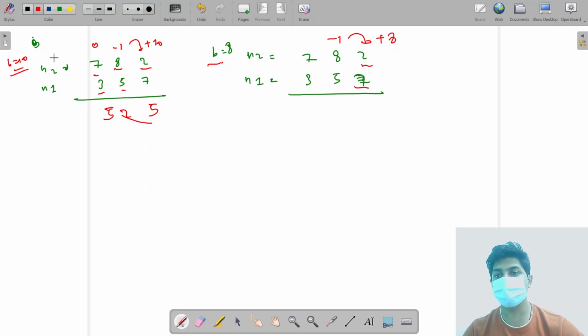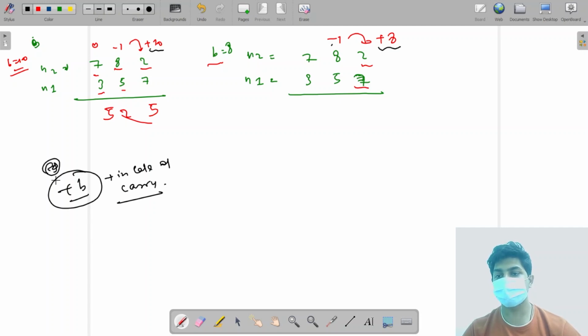So what we can see here is that if the base was 10, then plus 10 is given to us. If the base is 8, then plus 8 is given to us. So whatever the base is, plus b will be given to us in case of carry. We need to note this point. We have figured this out, and we will use it in our solution. Here the base is 8, so plus 8: 2 plus 8 minus 7, 10 minus 7 equals 3. So 3 will be stored over here.